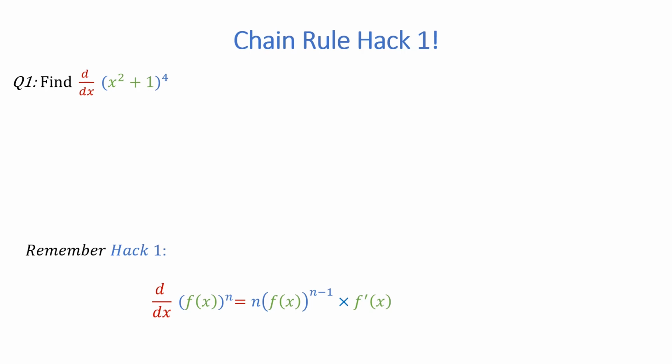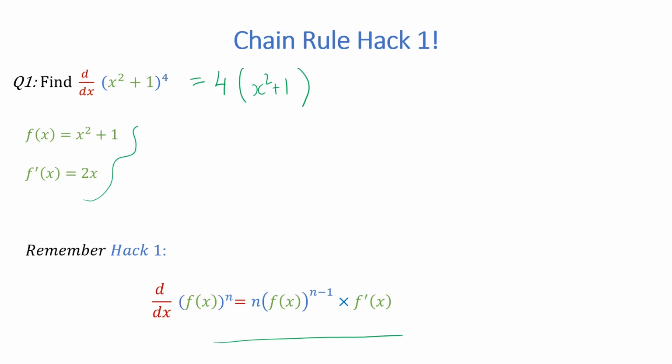So in this question, our f of x is x squared plus 1, and the derivative is going to be 2x using the power rule. And then all we have to do is put this information into the equation. So to solve this, we're going to go 4 times f of x, which is x squared plus 1, to the power of n minus 1, 4 minus 1, which is 3. And then we multiply this by f dash x, which is 2x.